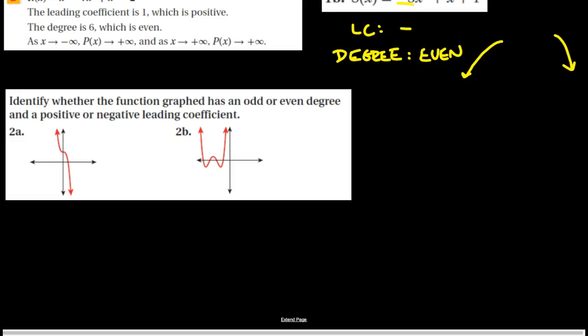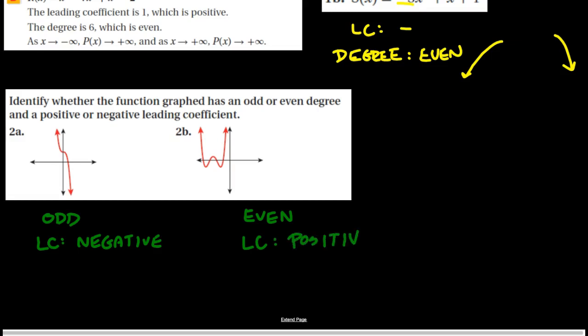What about 2a? Odd or even? Can you look at a picture and determine odd or even? Odd because they're going opposite directions. Leading coefficient is negative. Just working backwards from the picture. This one right here, odd or even? Even. And the LC, positive. Or positivo.